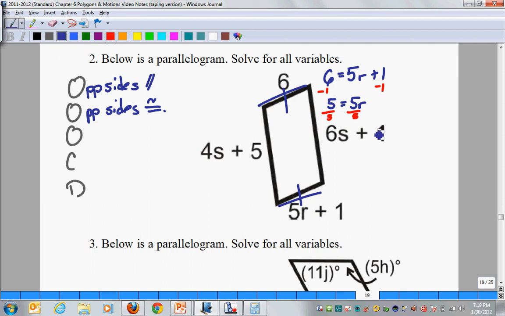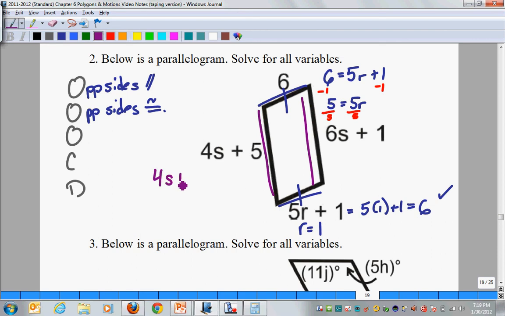So we're going to get r equals 1 here, which is 5 times 1 plus 1 is 6. There's our check. Opposite sides are equal. So our first variable is r equals 1. Let's try this way. We know opposite sides are equal. So again, let's come over here.